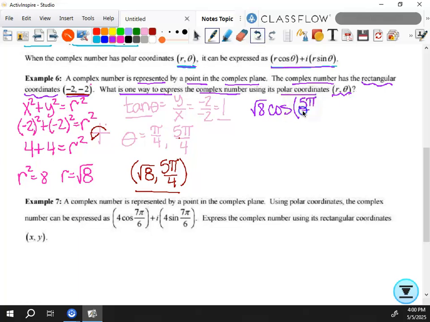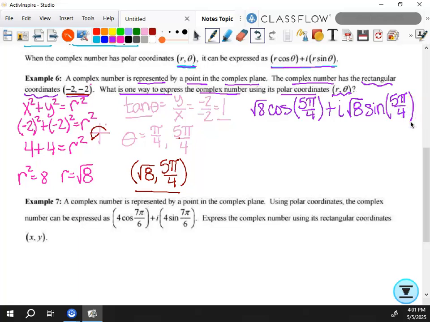5 pi fourths plus i times r, which is the square root of 8, times the sine of 5 pi fourths. So that is in that form.